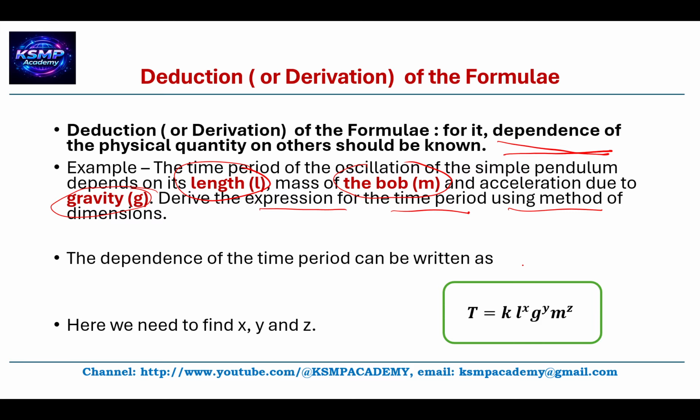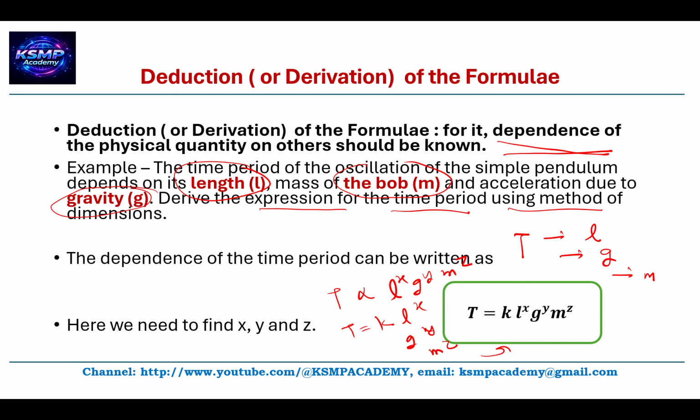So in the given question, the time period depends on what? On length, on acceleration due to gravity, and on the mass of the bob. So these are the three quantities. T is proportional to L to the power x, g to the power y, and m to the power z. Or we can write T equal to K L^x g^y m^z, and this is what is written here. Here K is a constant of proportionality. It may have any value.